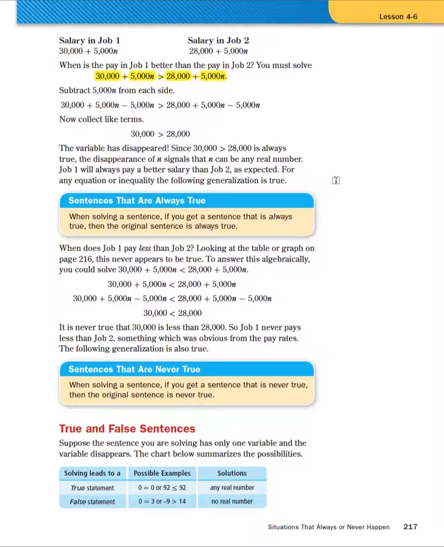So when we look at this, solving a sentence, if you get a sentence that is always true, then the original sentence is always true. It's always true that job one pays more than job two.